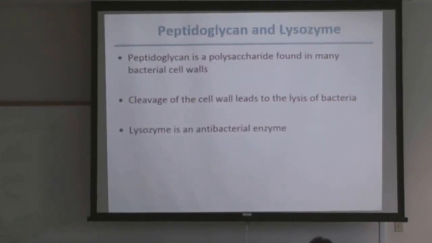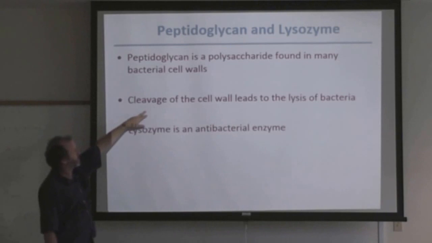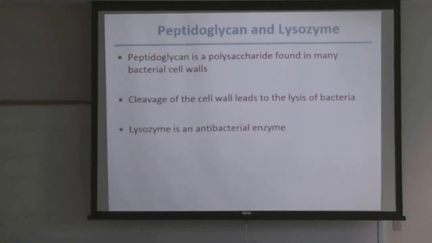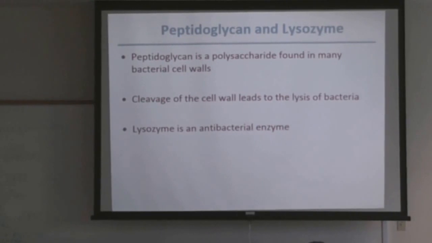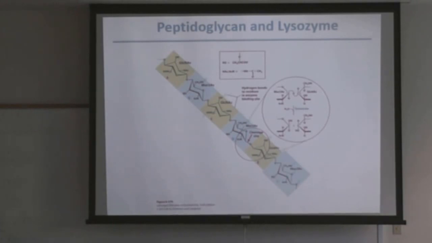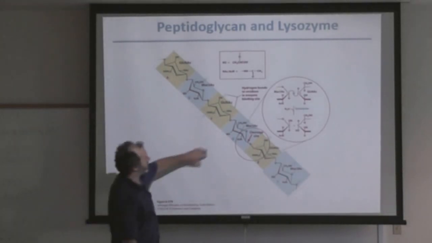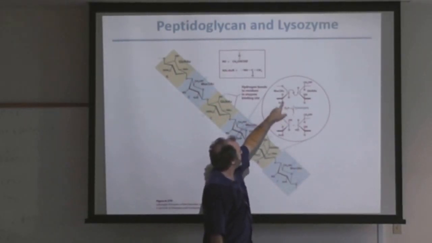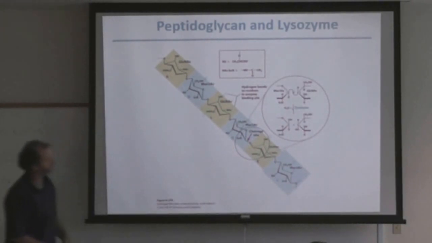So peptidoglycan and lysozyme. Peptidoglycan is a polysaccharide found in bacterial cell walls. Cleavage of the cell wall leads to the lysis of bacteria. Lysozyme is an antibacterial enzyme. Do you know where we find lysozyme? In the tears? Yes. So lysozyme is a protein we produce. It's found in our tears, and it's to inhibit bacterial growth in our eyes. Peptidoglycan is a polysaccharide for the most part, and lysozyme just hydrolyzes the bond in between the two sugar moieties.